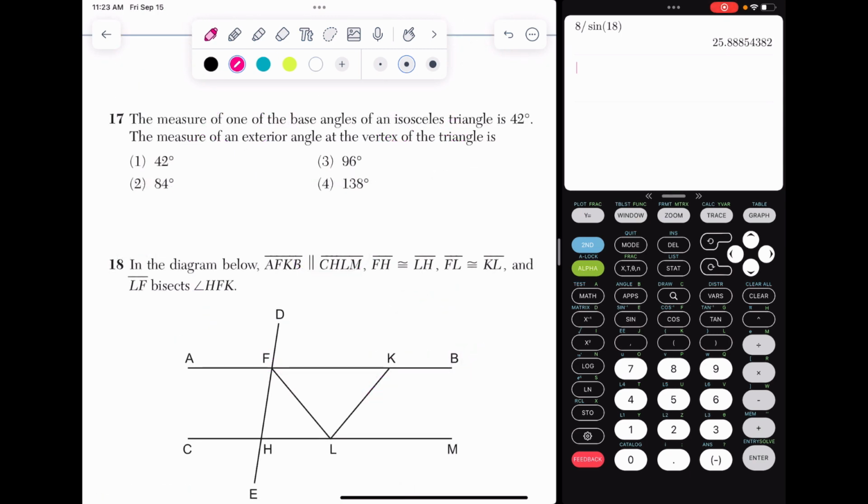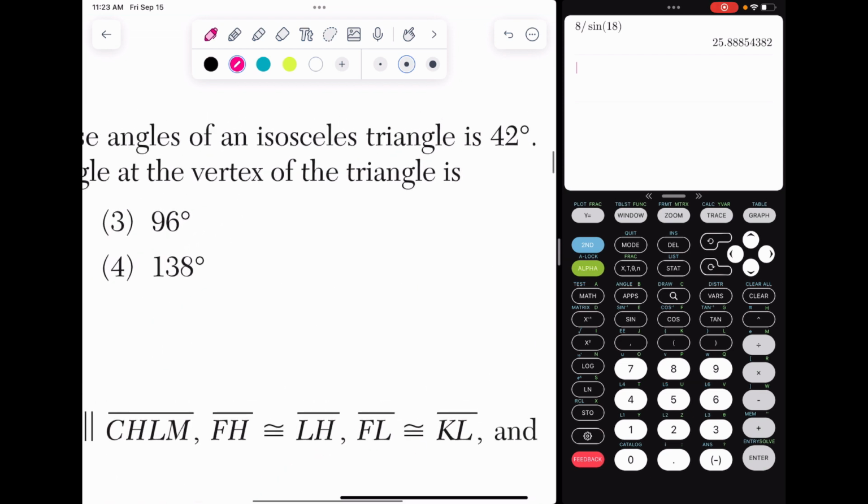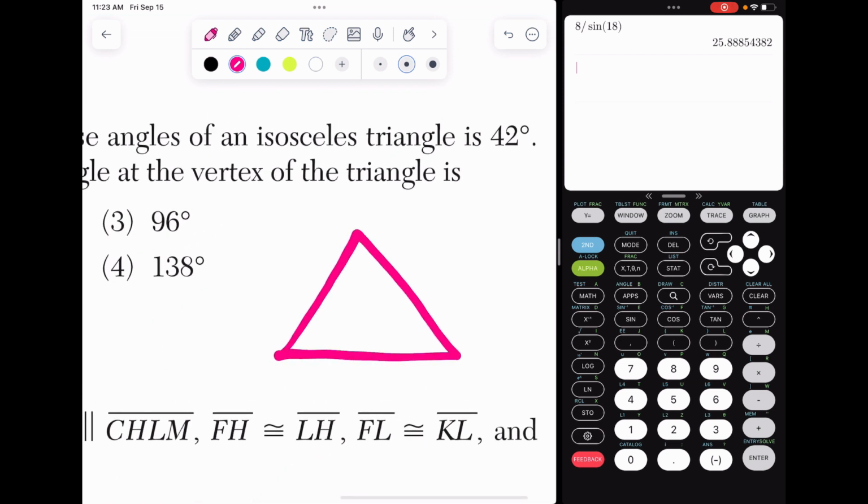Number 17, the measure of one of the base angles of an isosceles triangle is 42. The measure of an exterior angle at the vertex of the triangle is... Okay, so let's draw this out. So let's say we have an isosceles triangle. That means 2 congruent sides. And it also means the 2 base angles are congruent, and we know they're both 42.